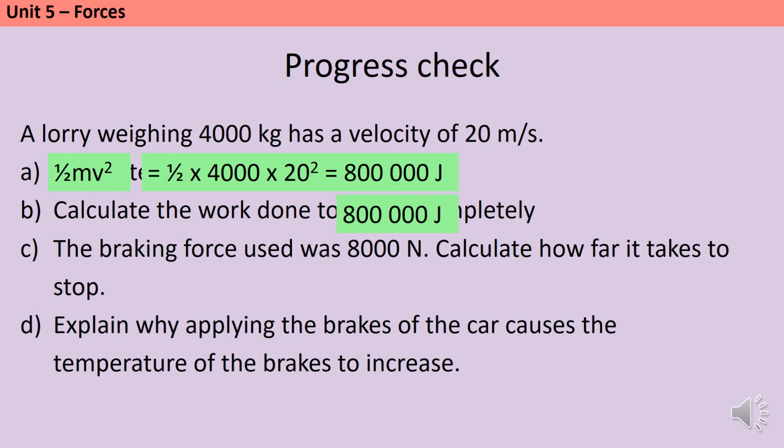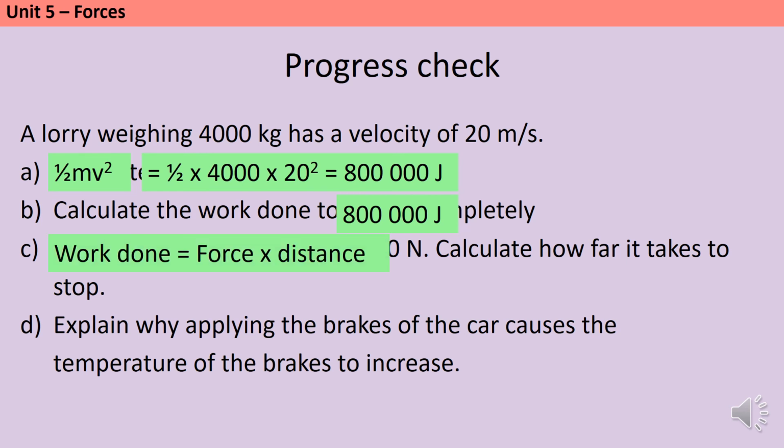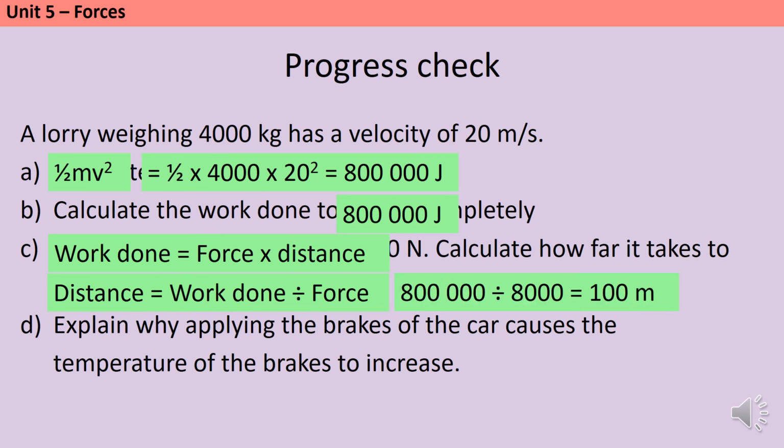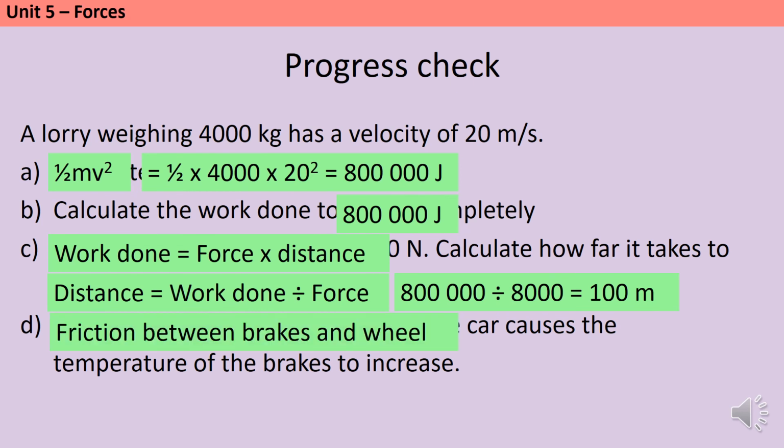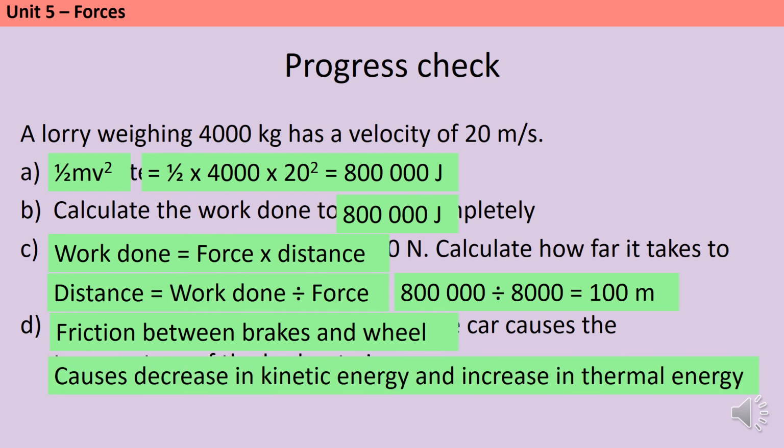If the braking force used was 8,000 newtons, we know that work done is force multiplied by distance. So therefore, 800,000 is that force of 8,000 multiplied by the distance. We can rearrange this to say that the distance is 800,000 divided by 8,000, and this gives us a distance of 100 metres. Finally, applying the brakes causes the temperature to increase because there's friction between the brakes and the wheel. This causes a decrease in kinetic energy and an increase in thermal energy.